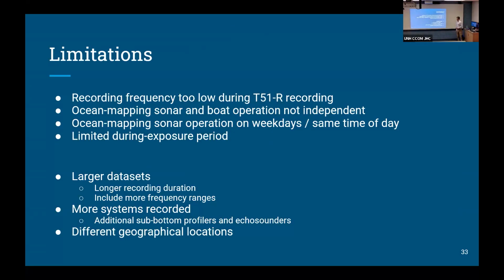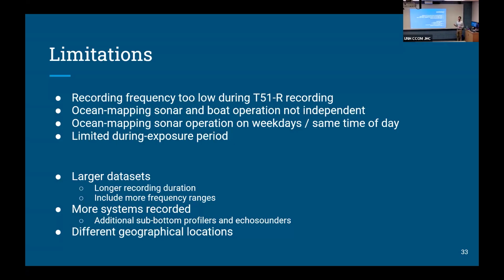Couple of limitations. If I were to have been given more time to plan this in the future, recording frequency was too low, I would try to make it at a higher frequency, so either better sound traps or maybe another bit of hardware. Motion mapping sonar and boat operating not independently. Again, as I mentioned, they're always on at the same time. So there's no time where the boat's moving and the PS40 or the T51-R is not, or vice versa.